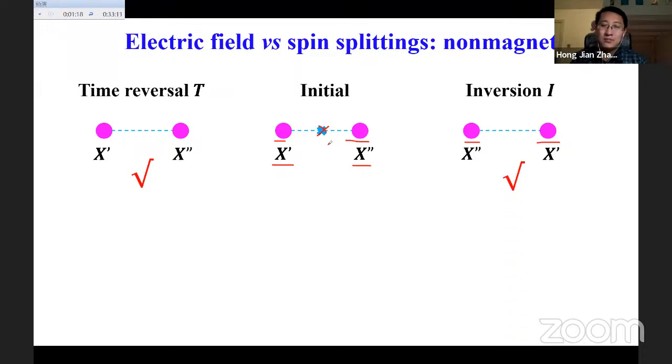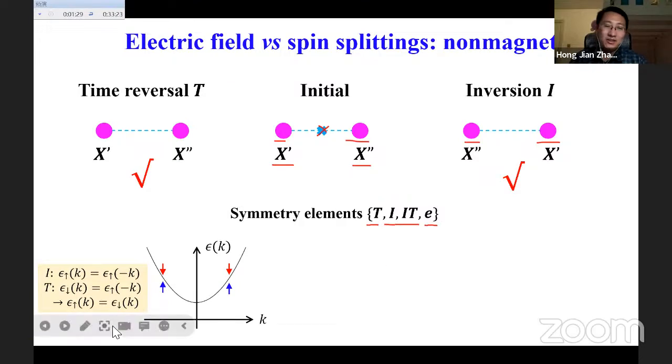Then this system contains at least four symmetry elements: the time reversal, the inversion, and the time reversal followed by the inversion, that is the parity time symmetry, and identity. Previously we showed that for a material containing inversion and time reversal, the energy should be degenerate at each k point for the spin up and spin down energy levels.